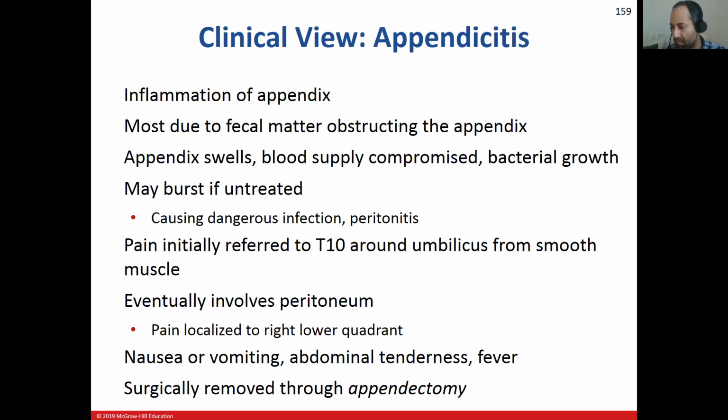The diagnosis is made based on signs and symptoms, and also a simple X-ray or an ultrasound will show the blockage and the inflammation of the appendix. The treatment is surgical, so you have to surgically remove the appendix, something called appendectomy. Okay.